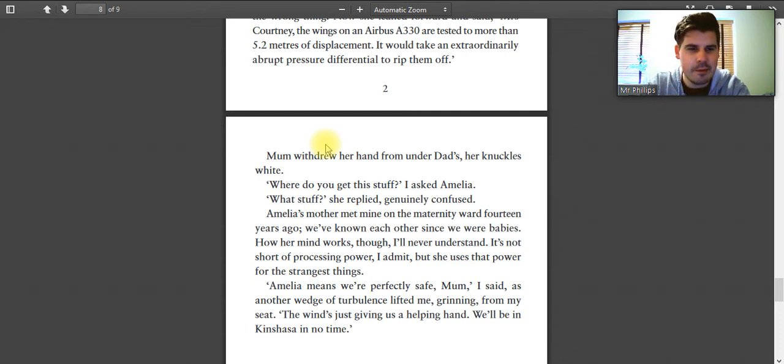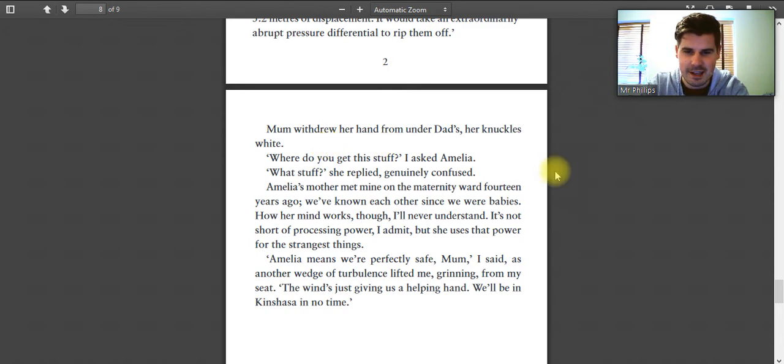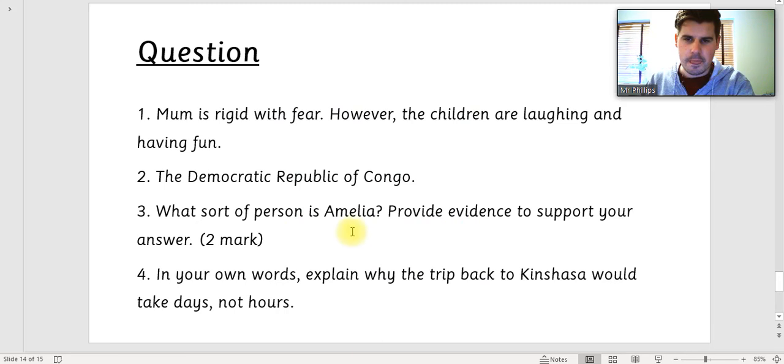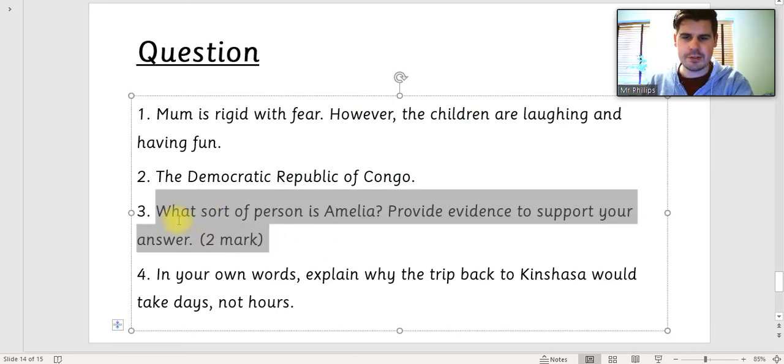Where Mum is clearly a bit worried and she says, oh, don't worry, it takes a lot to rip the wings off this plane, which isn't massively comforting, is it? And then later on, here, he's trying to comfort her and say it's only going to take a few hours, and then she goes, oh, no, it's going to take a few days. So how would we describe that? What kind of person is she?